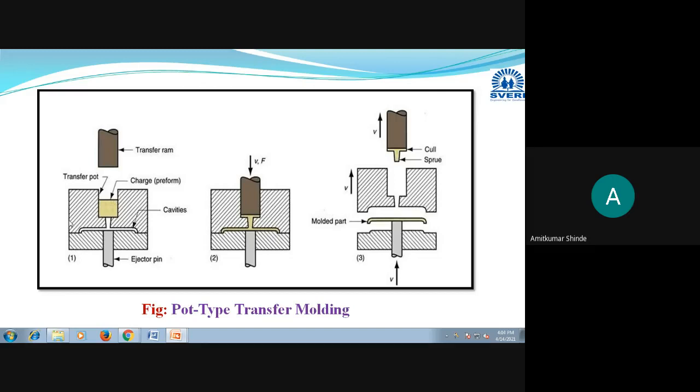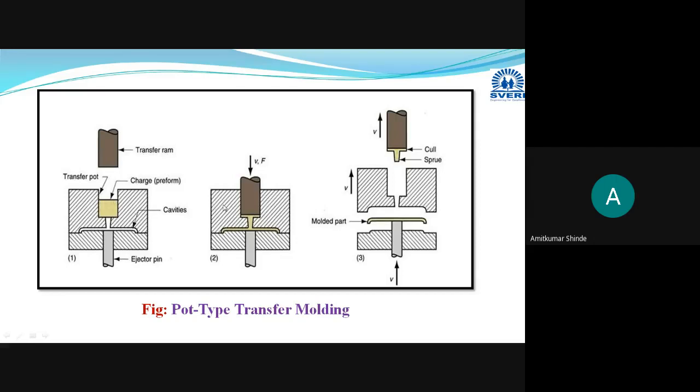Now, generally in the pot type transfer molding process, a three plate mold is used. I will show you that diagram in the next slide. Now I will explain the stages involved in this process. In the first stage, the preheated raw material, or preheated charge or preform, is taken in this shooting cylinder or transfer pot. And then in the next stage, with the help of this transfer arm or press, pressure is applied.